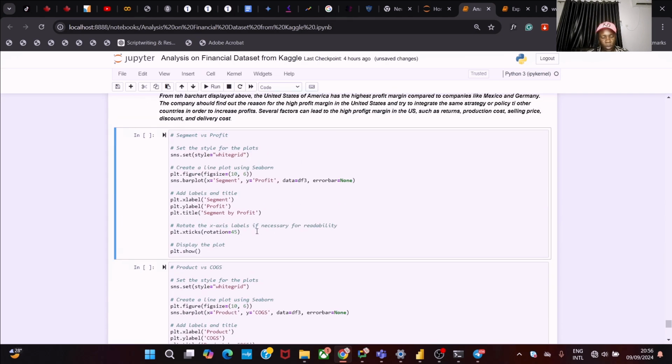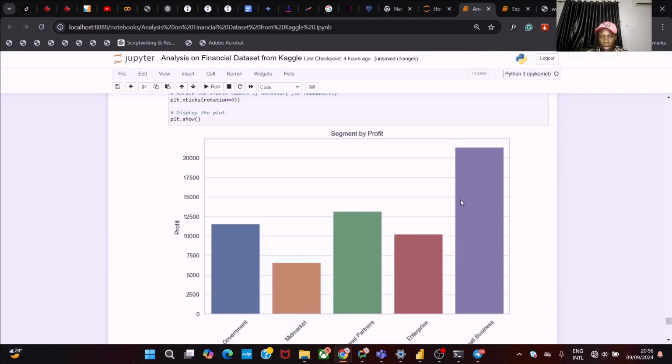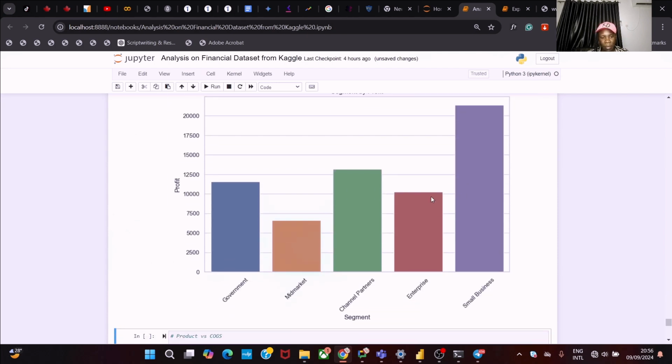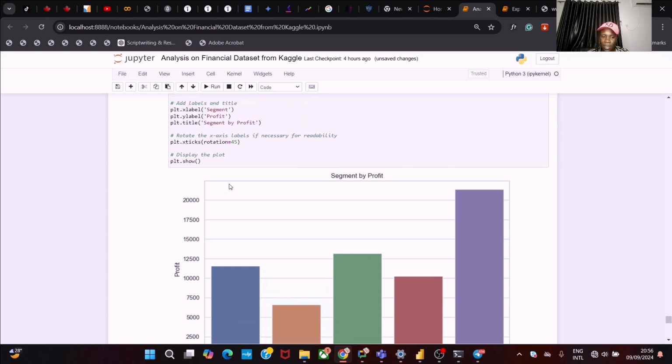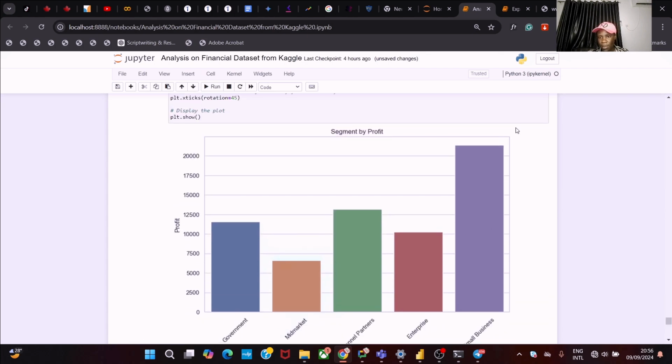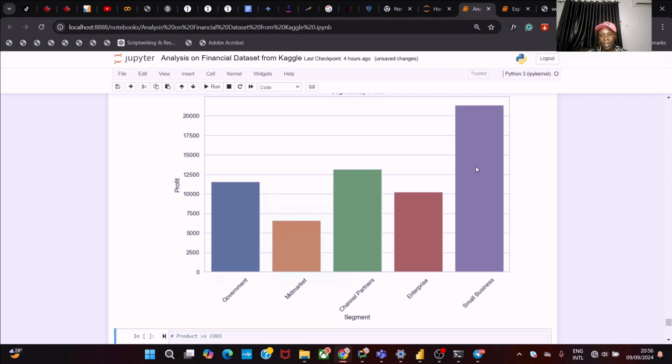So the next thing we are going to be looking at is segment versus profits. In this particular diagram, bivariate analysis, we are trying to know the segments that are more profitable. The company has different segments: the government, the mid-market, channel partners, enterprise, and small businesses. When you look at this diagram, you can see that small businesses is the most profitable segment, and the lowest profitable segment is the mid-market.